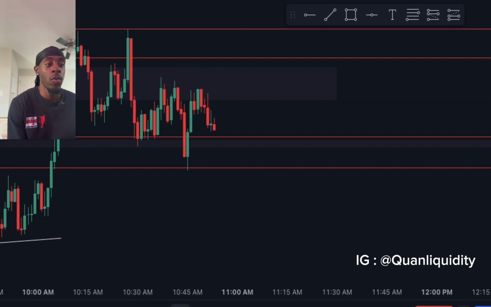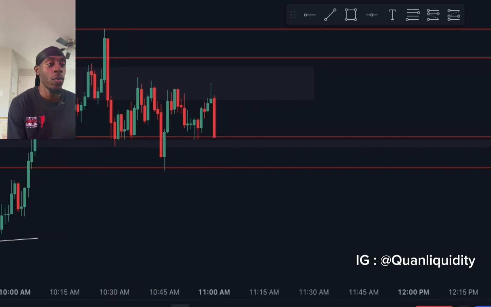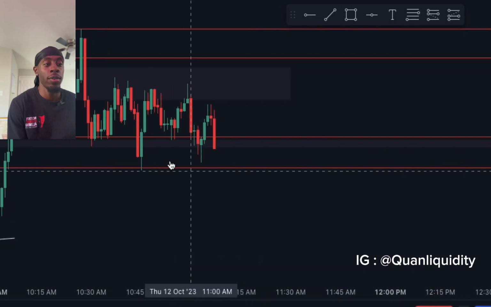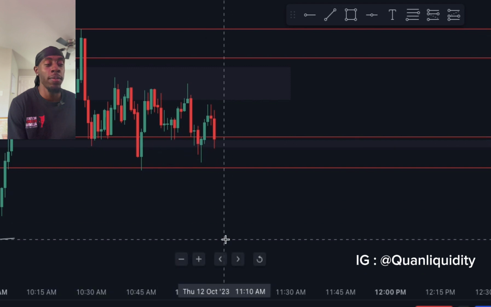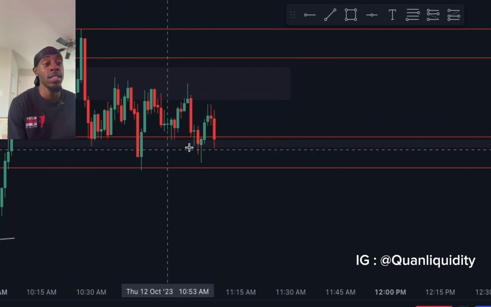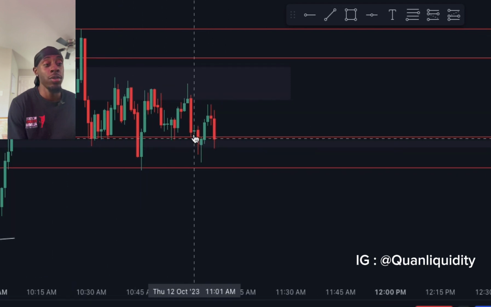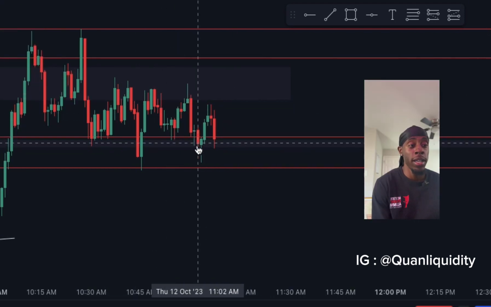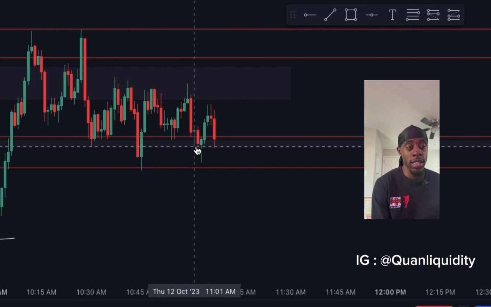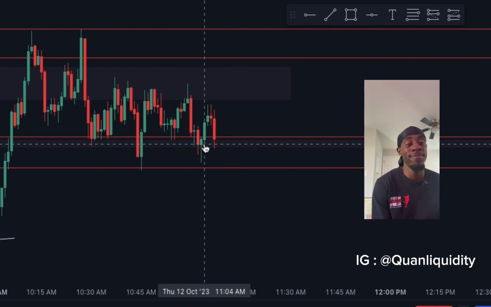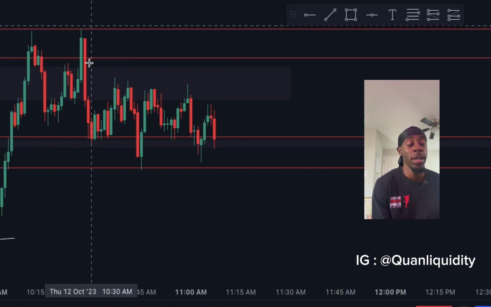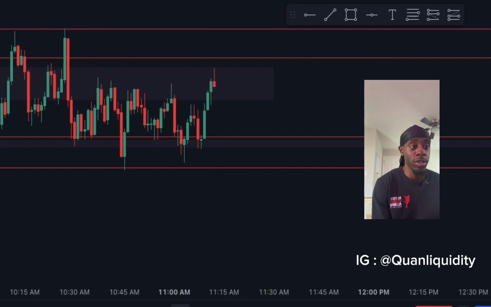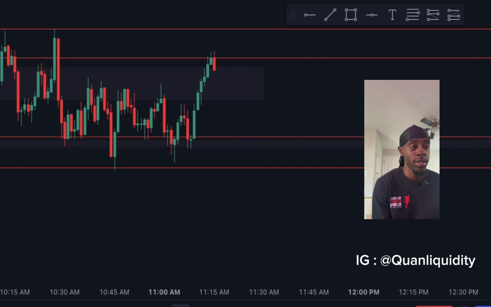So I'm just sitting here watching this. You see it just chopping around, literally just chopping around, respecting this new day opening gap. That's why I said this is a very important level. As you can see, it's just back and forth in it. It's using it. Bodies closing inside of it. Once I seen the bodies closing inside of it, I'm like, it's probably going to start making its way up into here. So as you can see, okay, we took the highs.